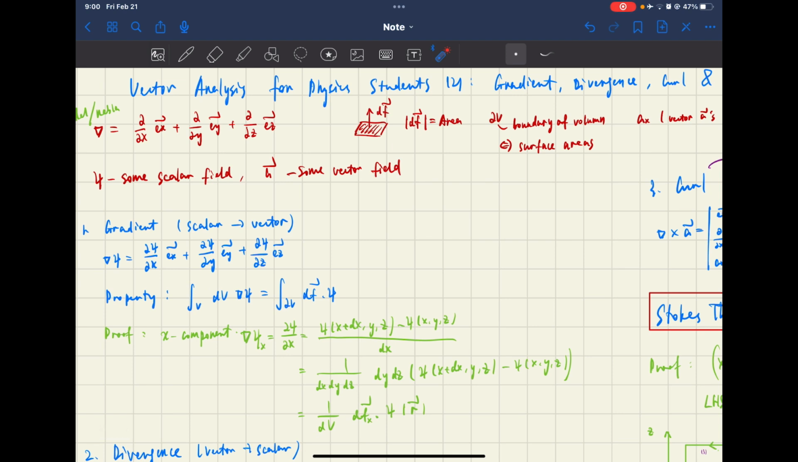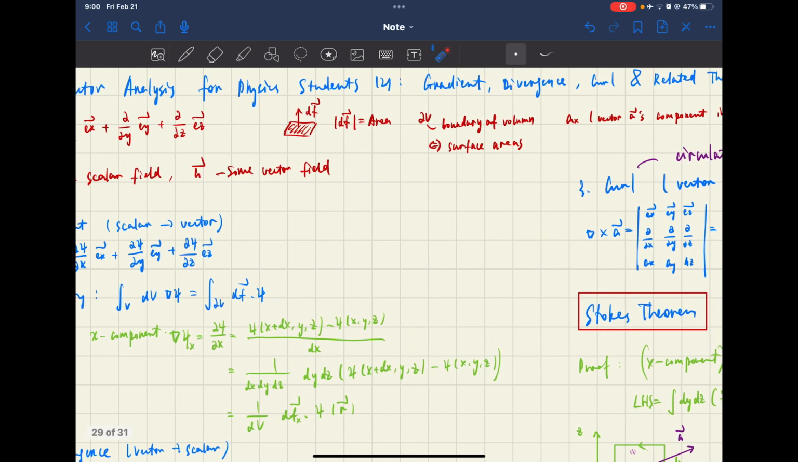Okay, our second notation is dF. dF actually represents an area element. However, it's a vector, so its direction is normal to the surface of the area, like I drew here. The modulus of this vector is just the area of this infinitesimally small rectangle, and its direction is normal to the surface of the area.